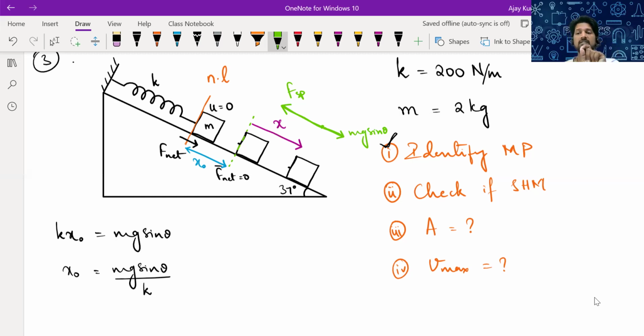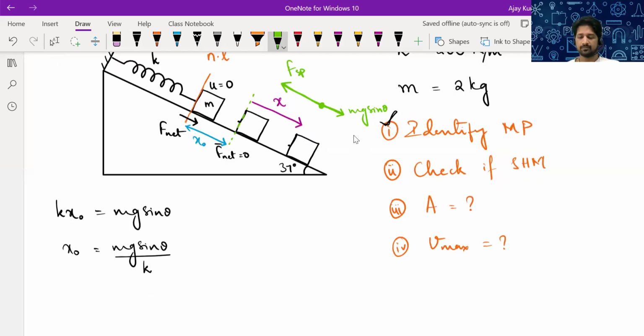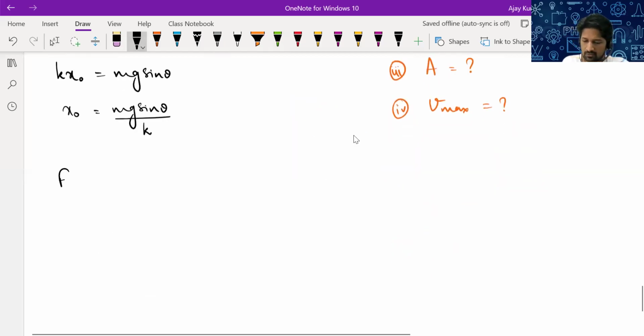Now we need to write an expression for net force. That automatically becomes the restoring force. Now we know net force is in the upward direction here, towards the mean position. You just have to see whether it is proportional to x or not. Now how to write net force? Spring force minus mg sin theta. Therefore, the net force when it is displaced from mean position is the spring force minus the weight component.